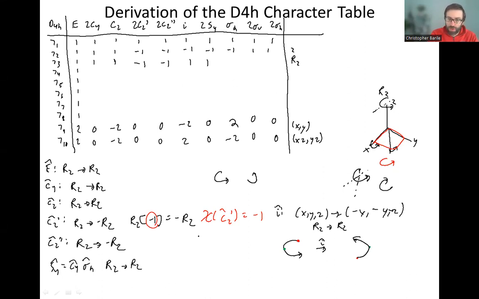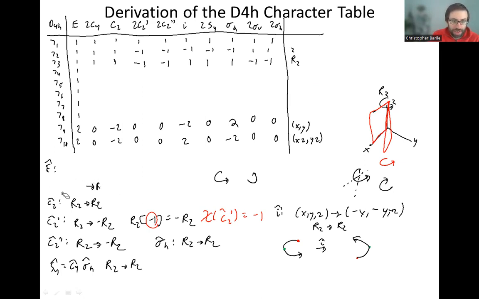What about sigma H? Well, we just went over sigma H. Sigma H did nothing as well. RZ went to RZ, so that is going to give us a value of 1. And then we have lastly sigma V and sigma D. Both sigma V and sigma D are similar in that they're going to be bisecting this rotation vector. So there was one of our sigma V's. We can see the head and tail are going to swap. They're looking at each other in the mirror. And same thing with our sigma D, they're going to swap. So they're changing directions. When they change directions, we get -1s. So that's how, fairly quickly, we're able to use the RZ function to derive another irreducible representation.